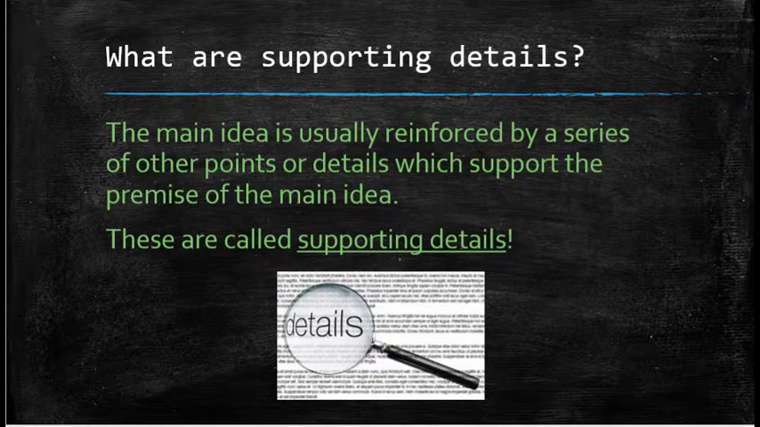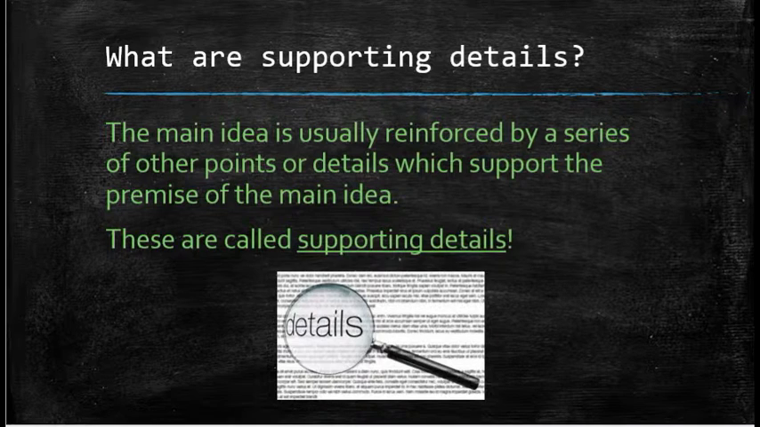So now that you know what the main idea is, what are the supporting details? Well, the main idea is usually reinforced by a series of other points or details which support the premise of the main idea. These are called supporting details. In your future assignments, you will be required to have the main idea and at least 3 supporting details. So it's important that you're writing and completing 7th grade writing activities and finding at least 3 supporting details. Supporting details support the main idea.